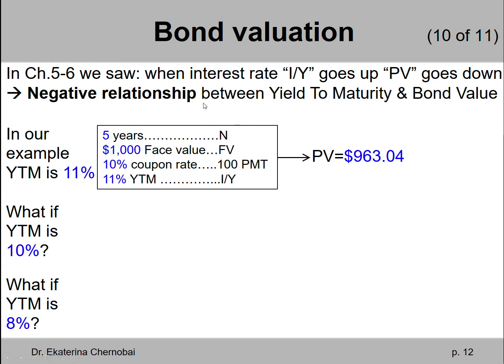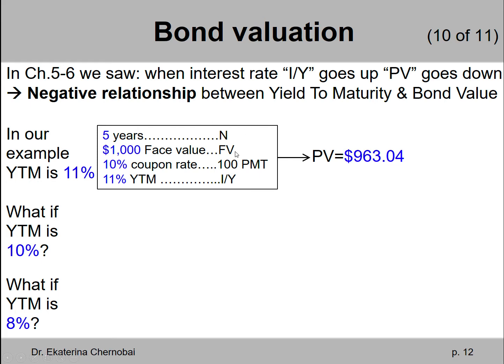It's the same. So IY, the interest rate, is called yield to maturity, and the present value in the context of bonds is the bond value, what we just did. So there is again a negative relationship between the yield to maturity and the bond value. So let's actually kind of prove it.